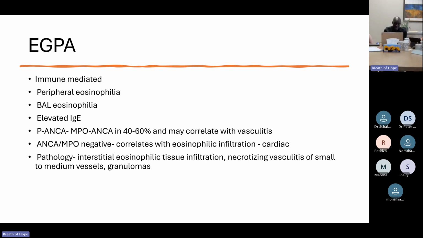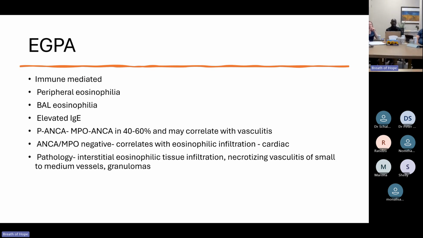EGPA, of course, the pathophysiology tends to be immune-mediated with a peripheral eosinophilia. In bronchoalveolar lavage, they tend to have eosinophilia with elevated IgE levels. The P-ANCA and myeloperoxidase ANCA is positive in 40 to 60% of cases and may correlate with vasculitis. But just remember, in 40 to 60%, that means in 40% it might be negative. So absence of P-ANCA does not exclude the presence of EGPA. Then, of course, ANCA negative correlates with eosinophilic infiltrate and cardiac involvement. So you have to look at a constellation of symptoms. That's why there's a criteria.